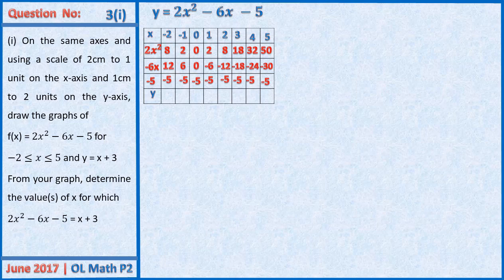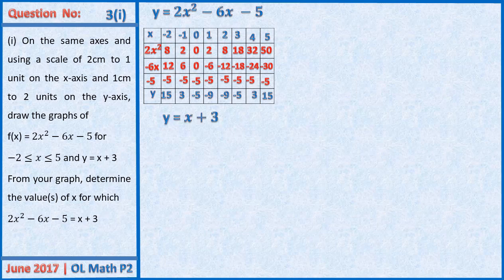So we have 8 plus 12 minus 5 is 15. 2 plus 6 minus 5 gives us 3. 0 plus 0 minus 5 is -5. 2 minus 6 minus 5 gives us -9. 8 minus 12 minus 5 gives us -9. 18 minus 18 minus 5 gives us -5. Then we have plus 3 now, and I can guess that the last one is 15, because a quadratic is symmetric. So we are done with the table of the first function.